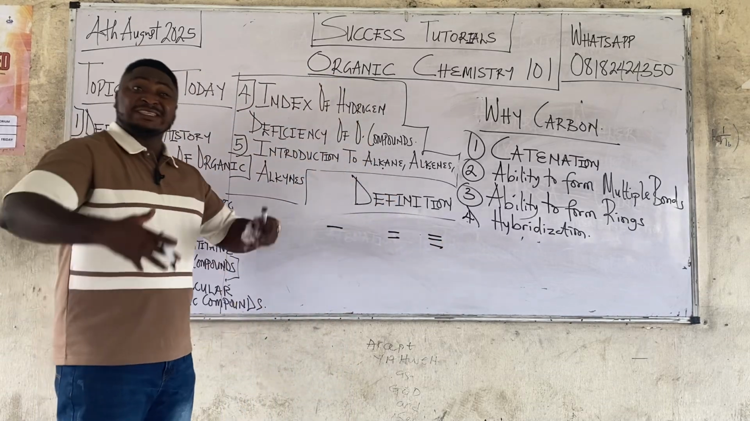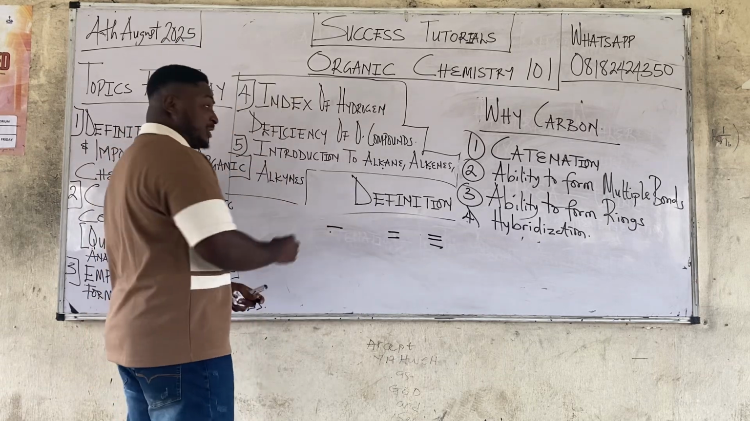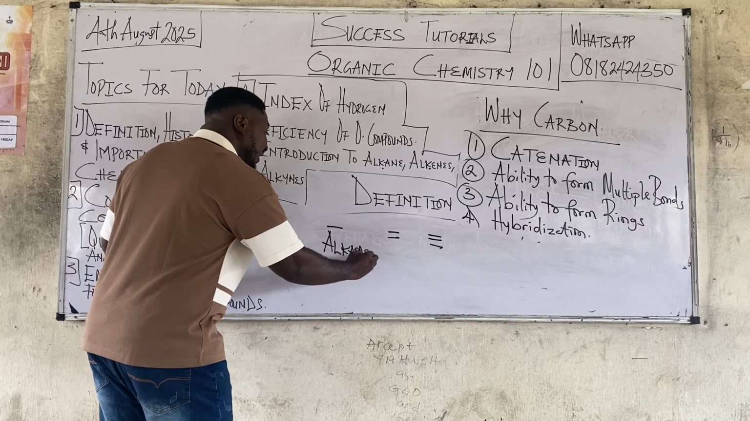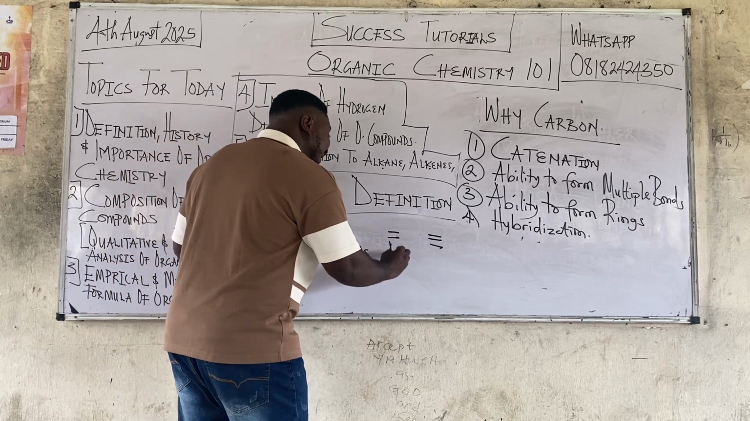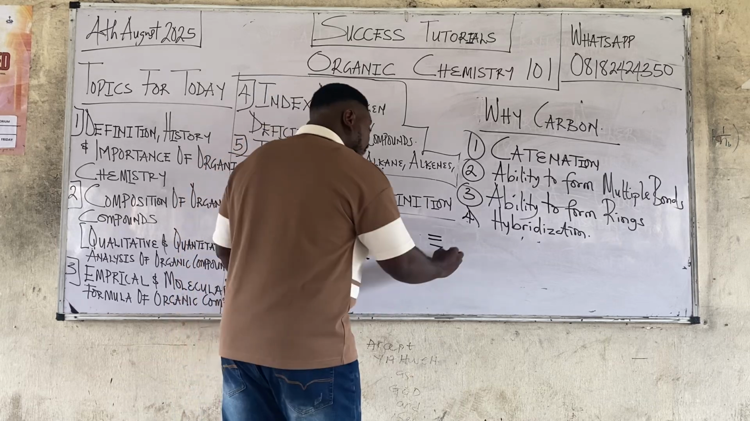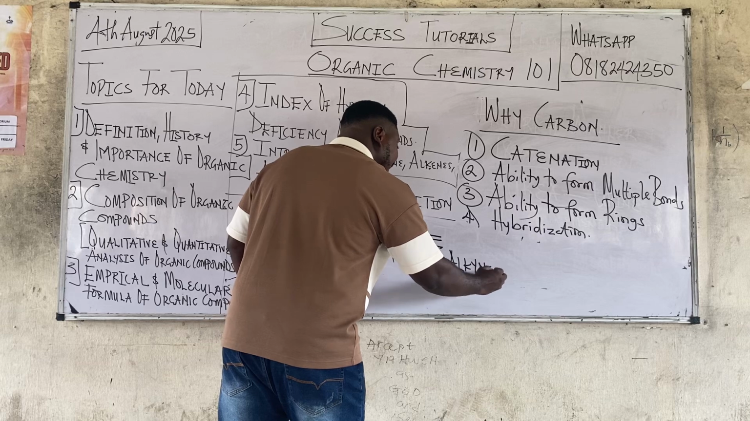Class, it's because of the versatility of carbon that this is possible, that we can have a family called the alkanes because they are only single bonded, and we have a family called the alkenes because they contain what? Single and double bonds. And we have a family that we call alkynes that contains what? Single and triple bonds.